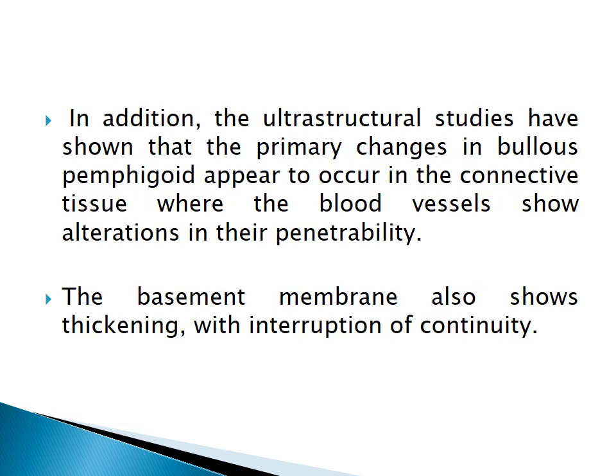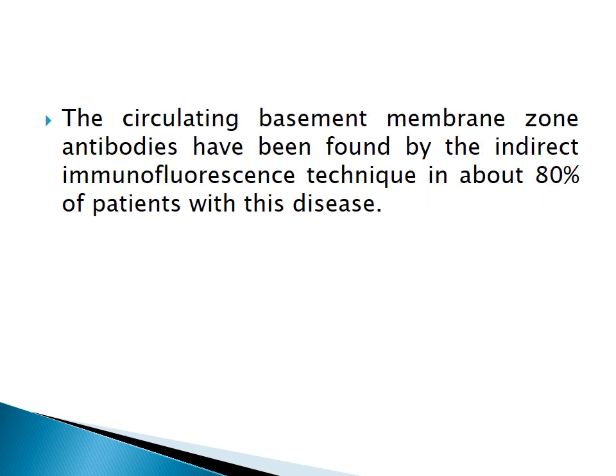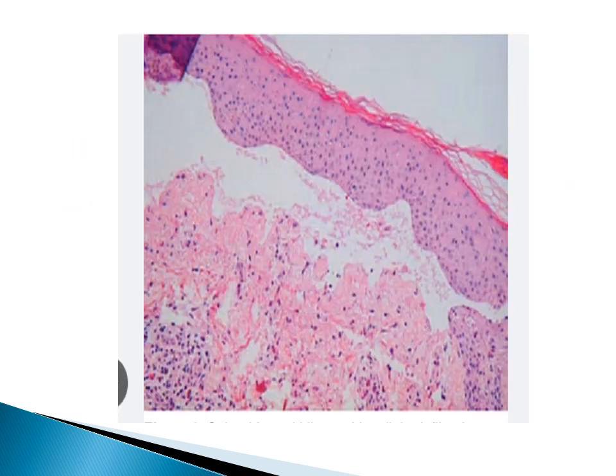In addition, the ultrastructural studies have shown that the primary changes in bullous pemphigoid appear to occur in the connective tissue, where the blood vessels show alterations in their penetrability. The basement membrane also shows thickening with interruption of continuity. Circulating basement membrane zone antibodies have been found by the indirect immunofluorescence technique in about 80% of patients with this disease. Here you can see the histological picture for bullous pemphigoid.